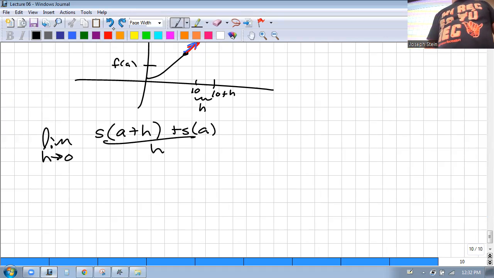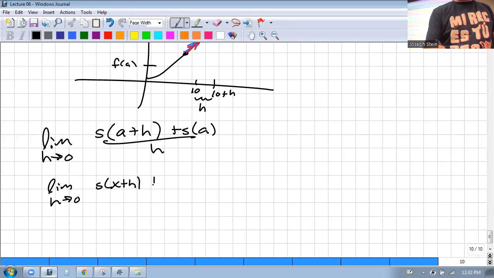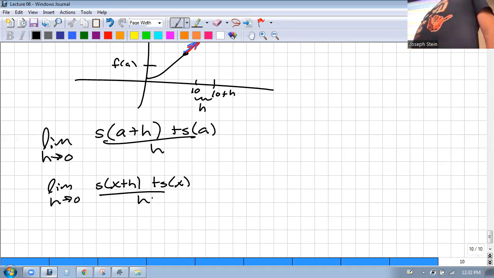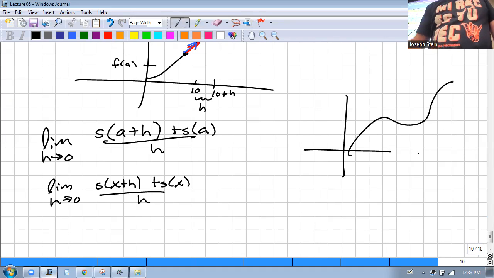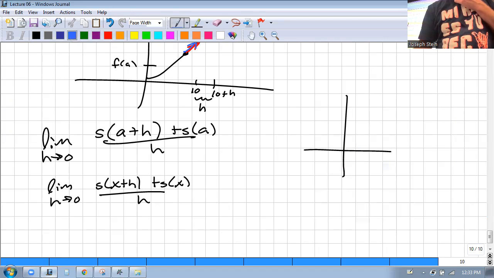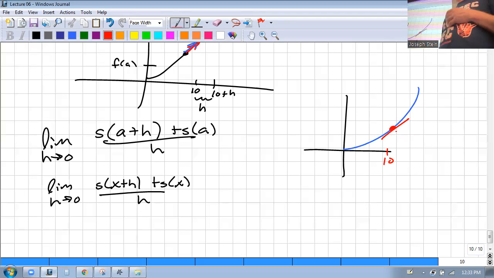So the next step is, instead of getting the instantaneous velocity at a point, any point, why call it A? How about we just call it X? And this is going to give me the rate of change of S for any X. Again, this thing looks like this. We saw that over here at 10. We found the instantaneous slope there, instantaneous velocity.